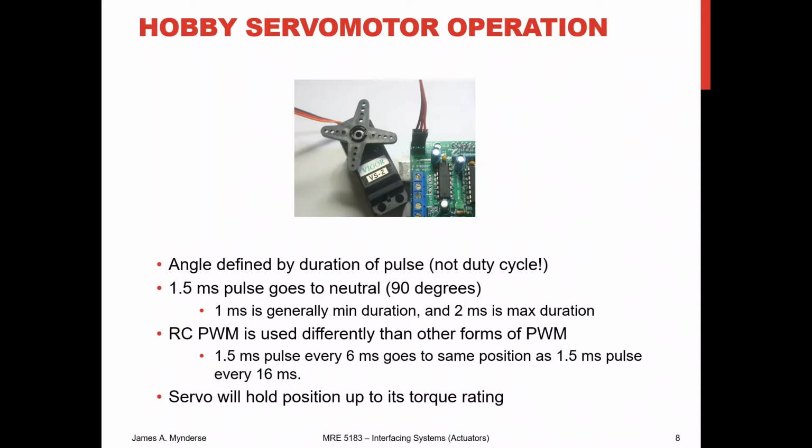So a 1.5 millisecond pulse will go to a neutral position, and then if you go to shorter, it'll go one direction. You go longer, it'll go the other direction. So maybe 1 millisecond to min and 2 milliseconds to max. So again, this is not PWM, but it is a known standard that we can use. And there is a limit in terms of torque.